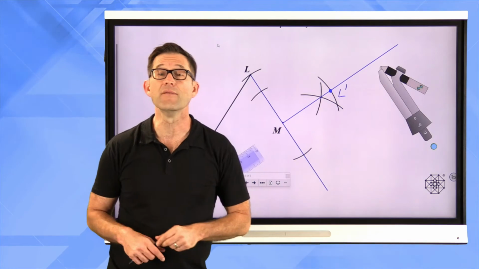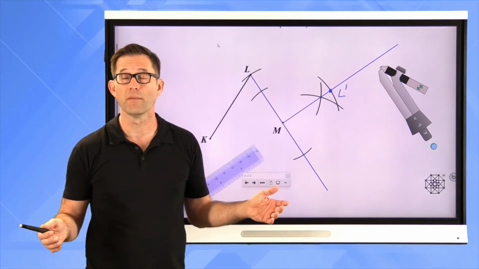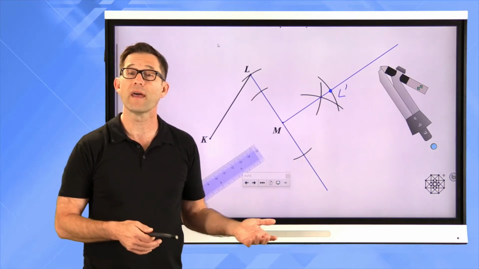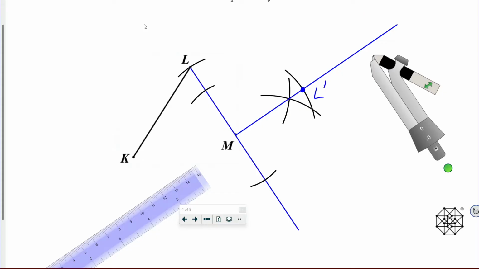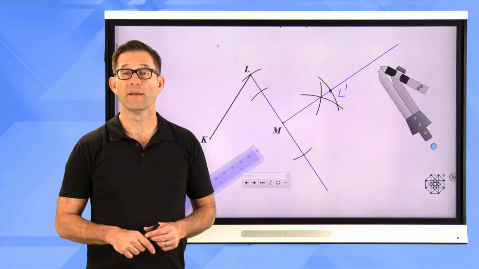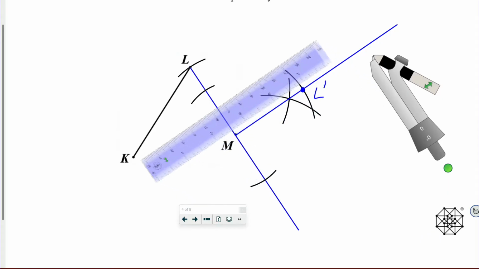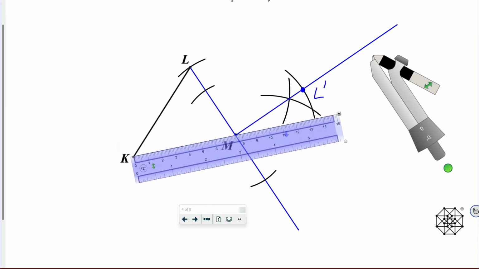Okay, I'd like to see if you can do the same thing with point K, figure out the image of K, which is K prime, and then connect L prime and K prime to find our image segment. All right, let's do it. Here we go. So again, I start by simply drawing a line through K and M.